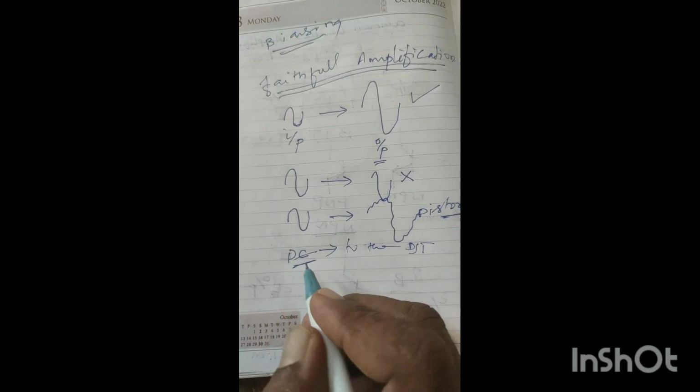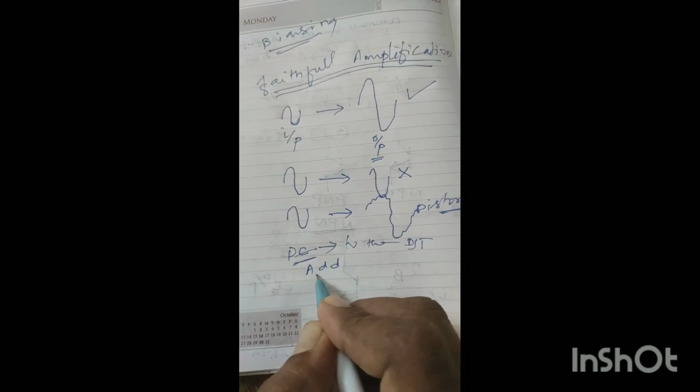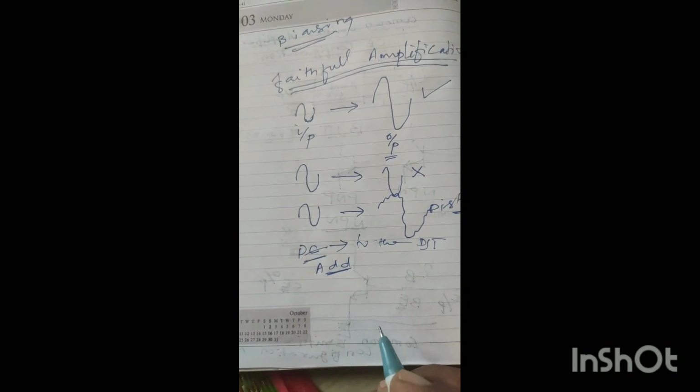Adding extra DC voltage to the BJT. I am using the word adding. What is the meaning of adding? Why do we have to use this?